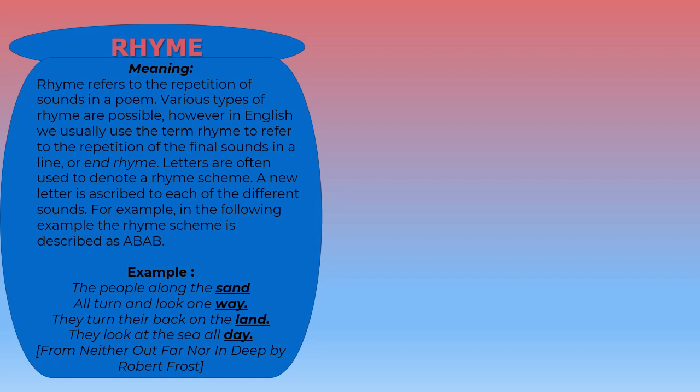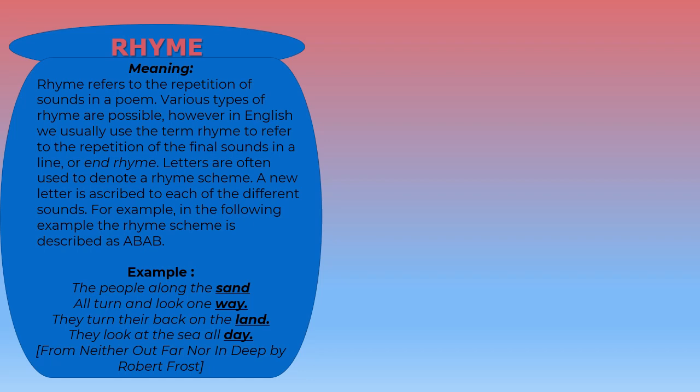Various types of rhyme are possible. However, in English we usually use the term rhyme to refer to the repetitions of the final sounds ya. Jadi the repetition, pengulangan of the final sounds, bunyi terakhir dari baris tersebut, or rhyme. Letters are often used to denote a rhyme scheme. A new letter is ascribed to each of the different sounds. For example, in the following example, the rhyme scheme is described as A, B, A, B.